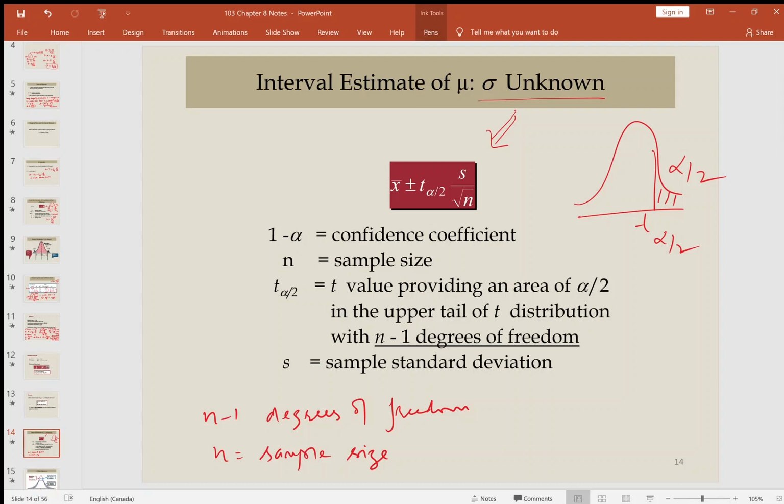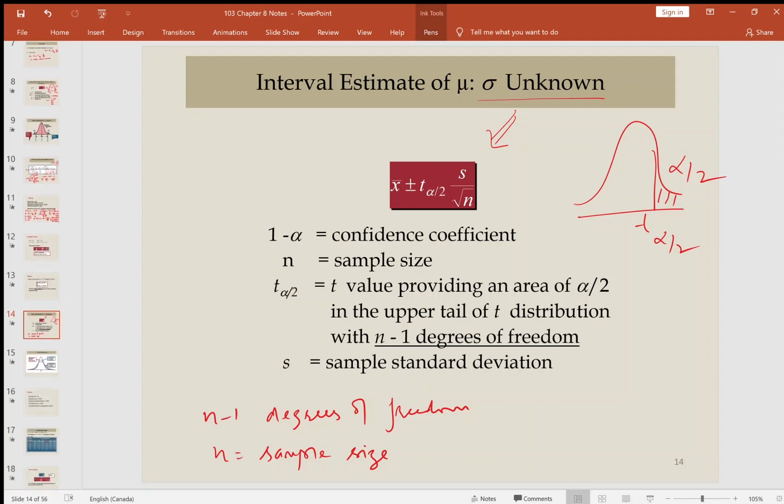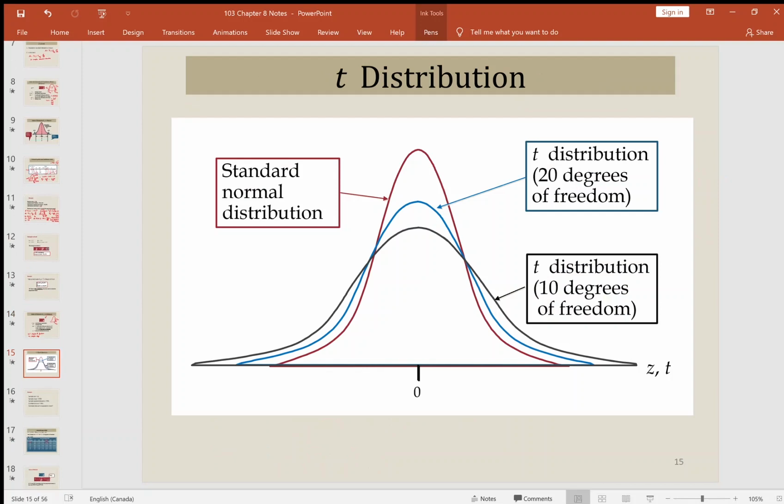Okay, so let's jump into a question here. Oh yeah, by the way, the T distribution for small sample sizes looks a little different from the Z distribution, the normal distribution. But as we keep on increasing the sample size, the T distribution also starts looking very much like the Z distribution.